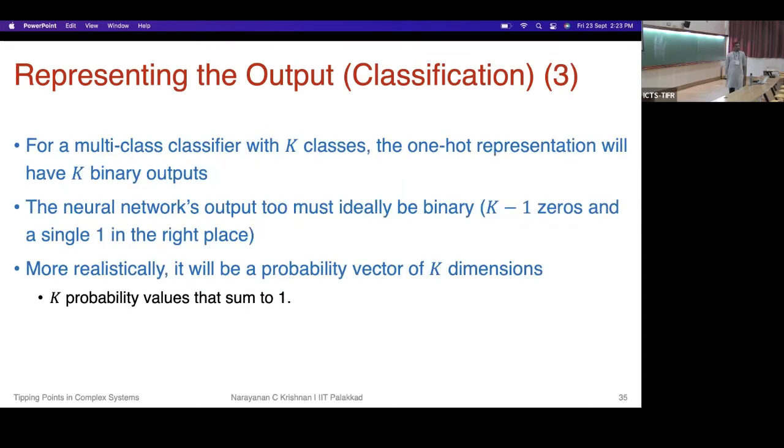Right. So in general, if you have k classes, so for a multi-class classifier with k classes, one hot representation will have k binary outputs. So the output layer will have k nodes, right? And ideally, we would like the output to be a value between 0 and 1. And what should be the other property to have the probabilistic interpretation? It should sum up to 1. How do we achieve it? We'll see that. So the neural network's output must ideally be binary.